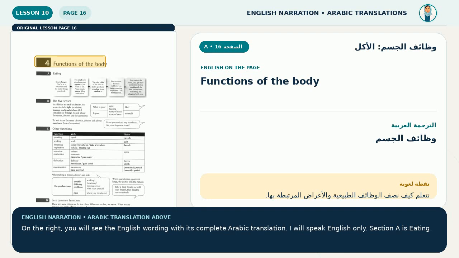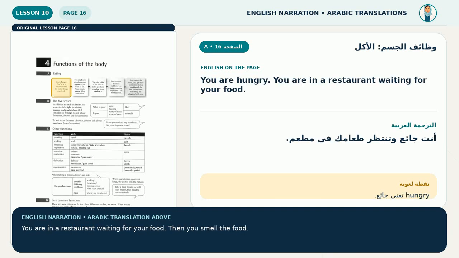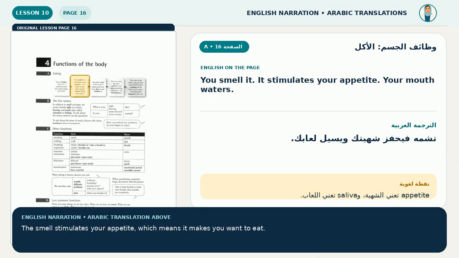Section A is eating. Follow the short story across the top of the page. First, you are hungry. You are in a restaurant waiting for your food. Then you smell the food. The smell stimulates your appetite, which means it makes you want to eat. Your mouth waters and fills with saliva. Saliva is the liquid in your mouth that helps you chew and swallow food.